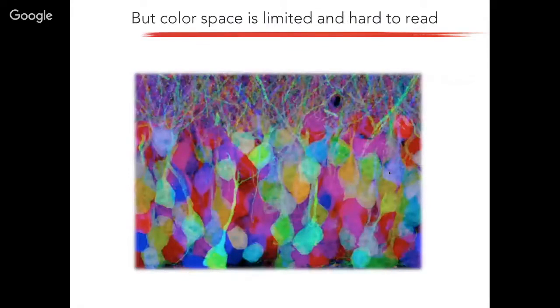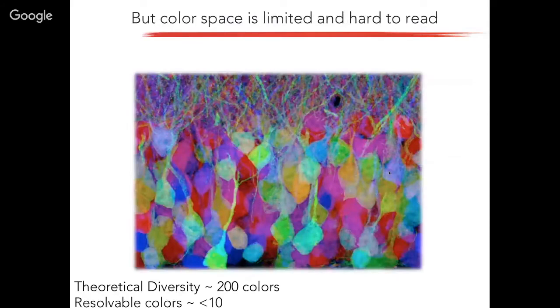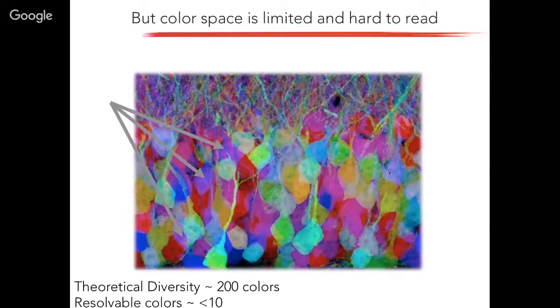But unfortunately, color space is limited and hard to read. So although the theoretical diversity was 200, the number of resolvable colors that you could actually resolve with real microscopes, actually it's not even an issue of the microscopes, it's the overlap of fluorophores in general, really is closer to, it's less than 10 generously, it's probably closer to 5. And that's shown here, where those three purple neurons are probably different purples, but they can't be resolved.